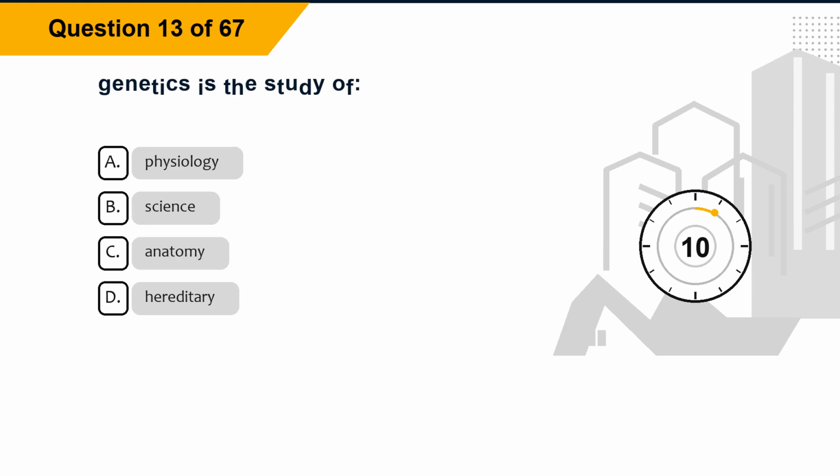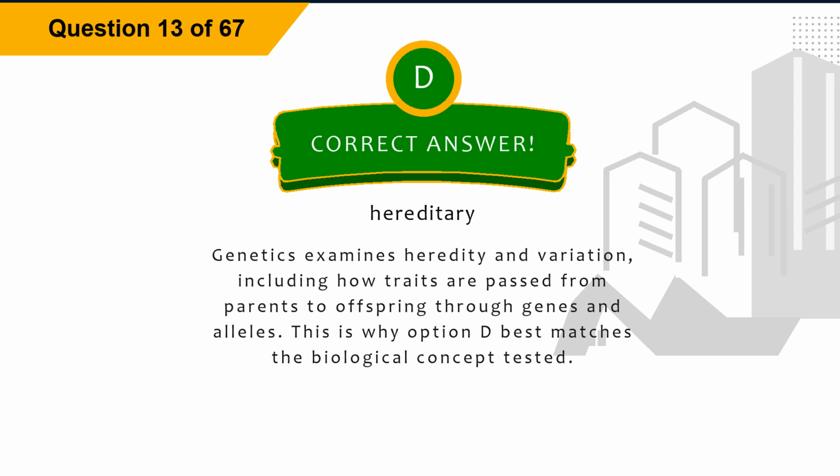Question 13. Genetics is the study of option A, physiology, option B, science, option C, anatomy, option D, heredity. The correct answer is option D, heredity. Explanation. Genetics examines heredity and variation, including how traits are passed from parents to offspring through genes and alleles. This is why option D best matches the biological concept tested.